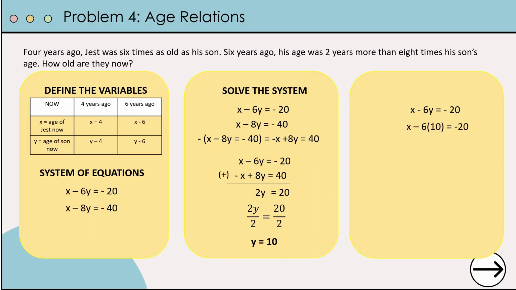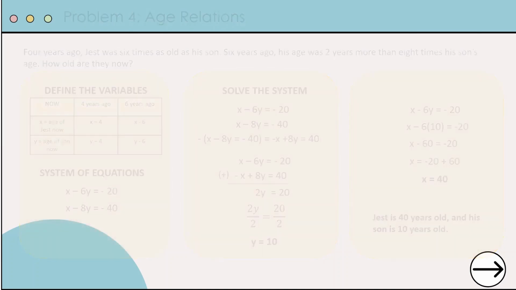We get x minus 6 times 10 equals negative 20. We simplify, it becomes x minus 60 equals negative 20. Let's put negative 60 on the right side of the equation, so it becomes x equals negative 20 plus 60. We add negative 20 and 60, we get 40 as the value of x. Therefore, Jest is 40 years old and his son is 10 years old.